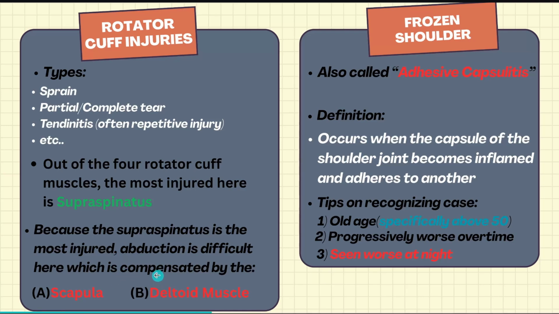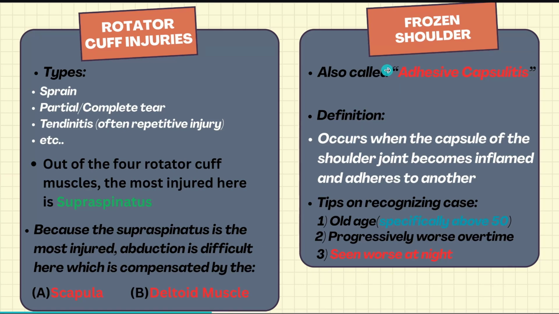Because the supraspinatus is the most injured, abduction becomes very difficult, because we know that the supraspinatus is the thing that initiates abduction. That's why we have the scapula and the deltoid muscle together. They help compensate for the loss of abduction.